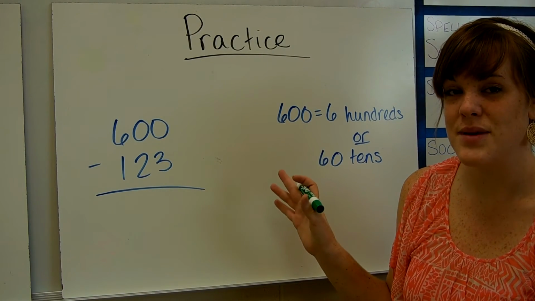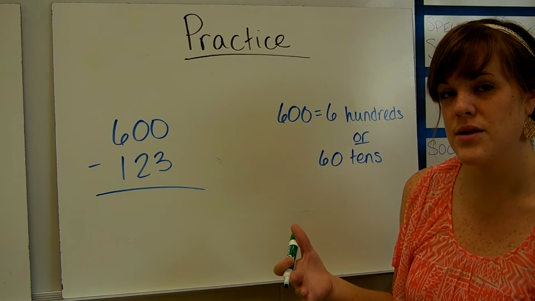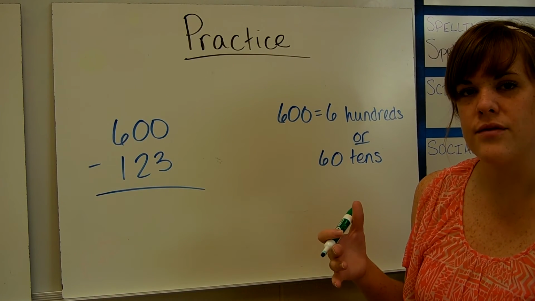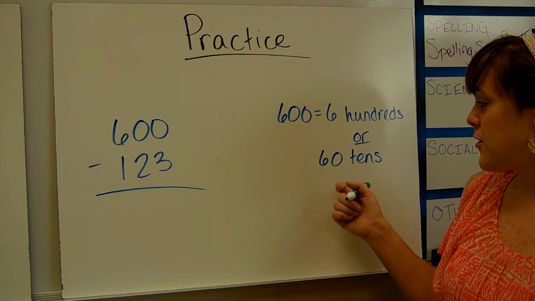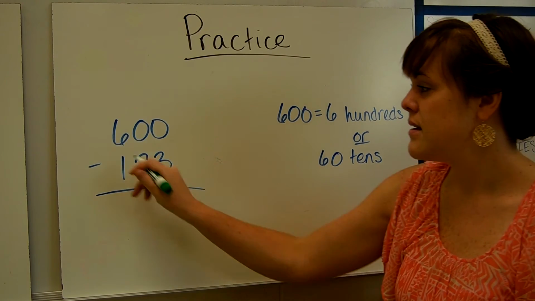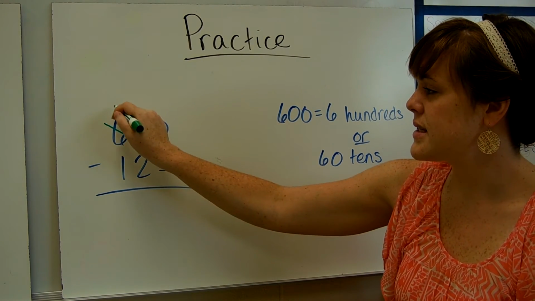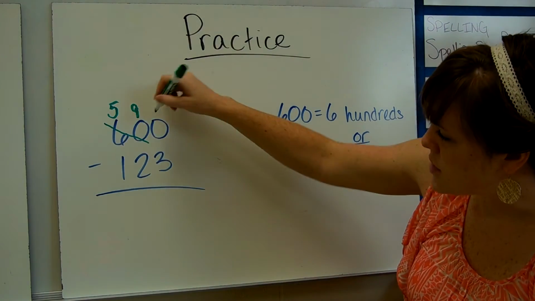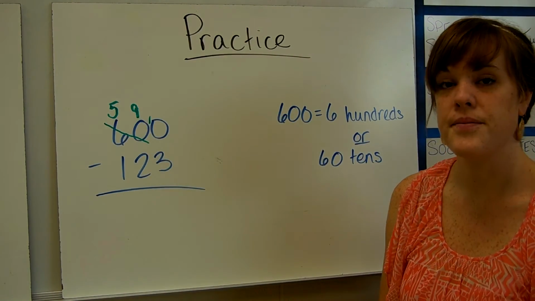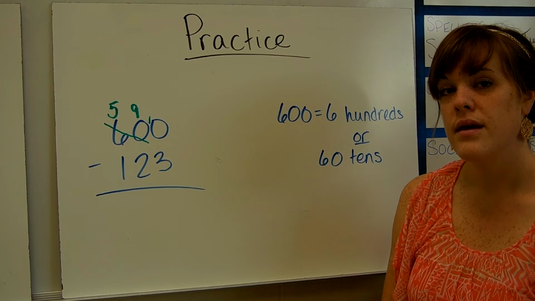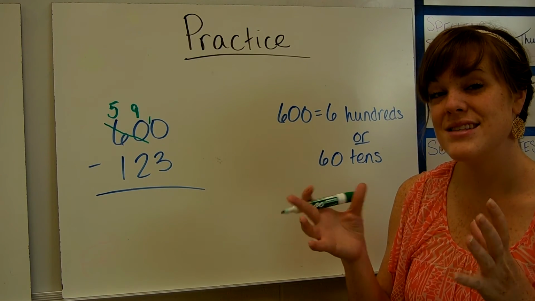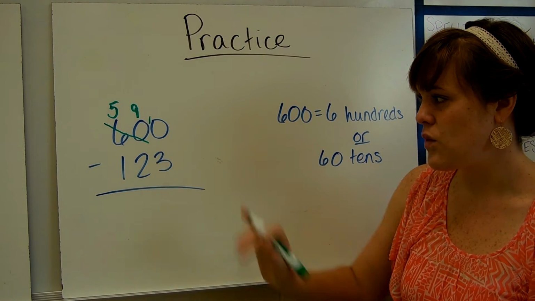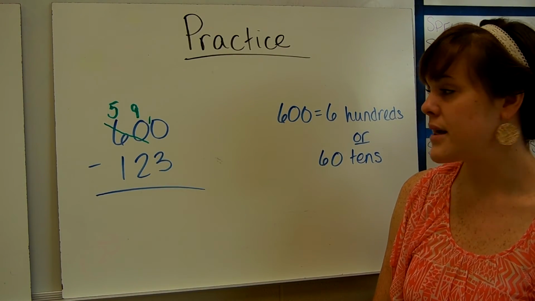Maybe that was too fast, but I don't think that way is the fastest way to do it, and it can get confusing. You can lose track of which ones you're regrouping. I preferred to think of it as 60 10s, so I'm going to regroup my 60 10s into 59 10s, and then my extra 10 is going to go there. Okay? So I regrouped my 60 10s into 59 10s, took my extra 10 and broke it down into 10 1s. Then I can just subtract.